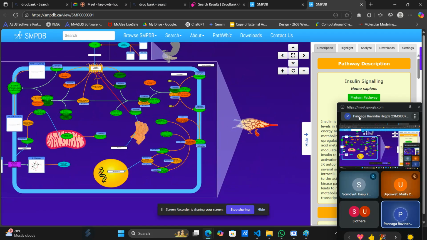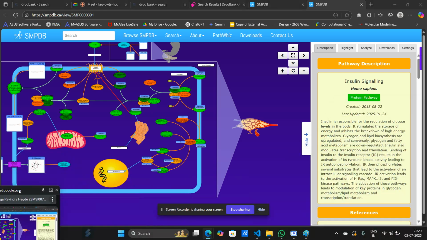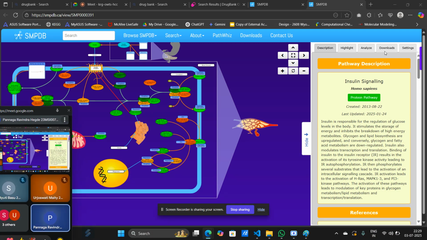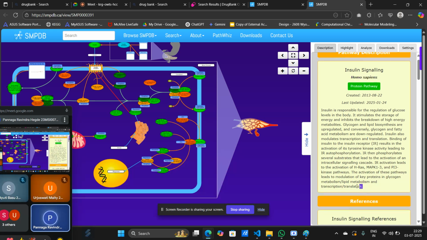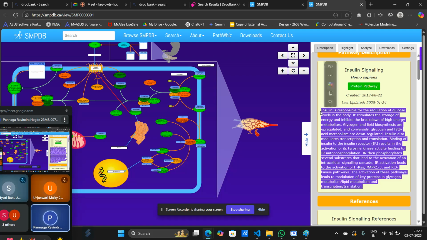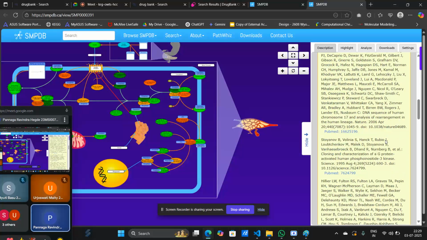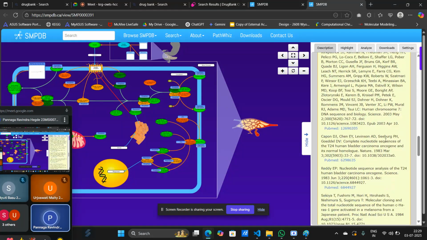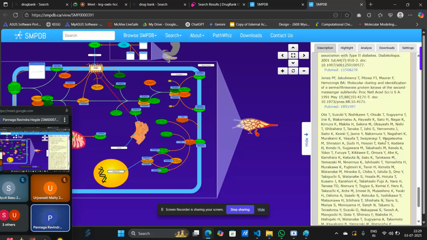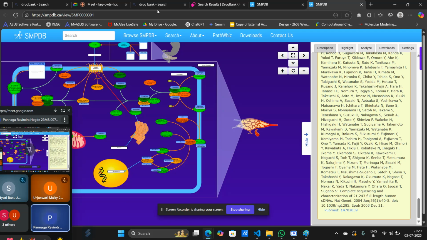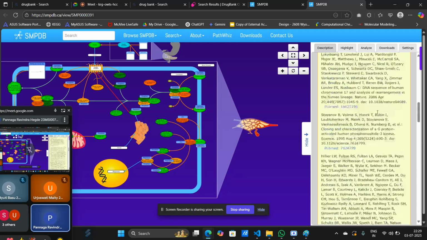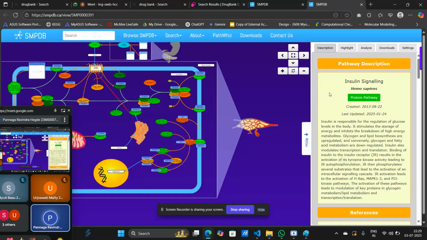And on the left, you have description. It says a protein pathway in Homo sapiens, and the title is insulin signaling. You have got a brief description about what's happening in the flowchart that is given, and then you have got the references, attachment of research papers that support this flowchart or that confirm or prove the flowchart.